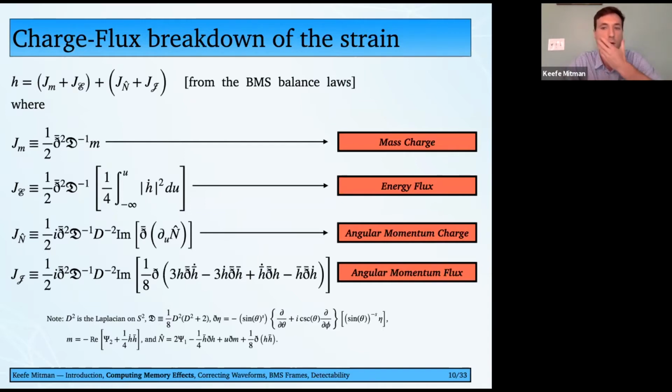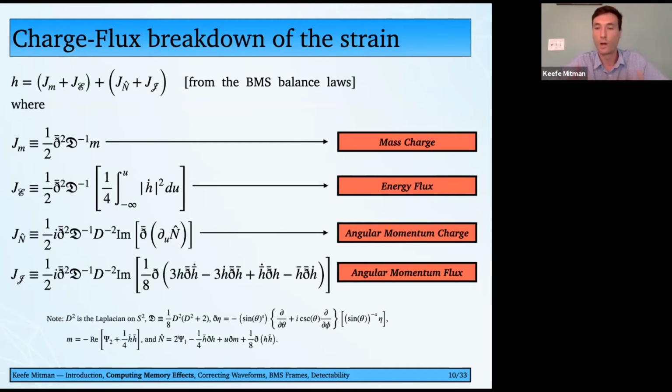But the main things that I want to highlight is just that this mass charge term is directly related to the bondi mass aspect. The energy flux term is directly related to an energy flux. The angular momentum charge is just this time derivative of this angular momentum aspect, which is dependent on the psi1 bioscalar. And then the angular momentum flux is this more complicated combination of the strain and the news.